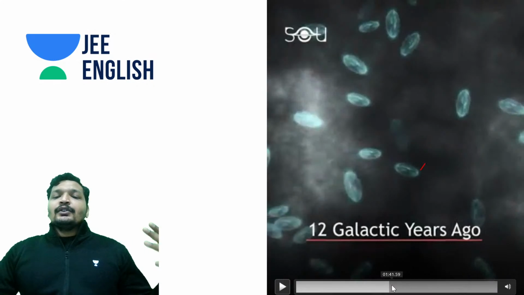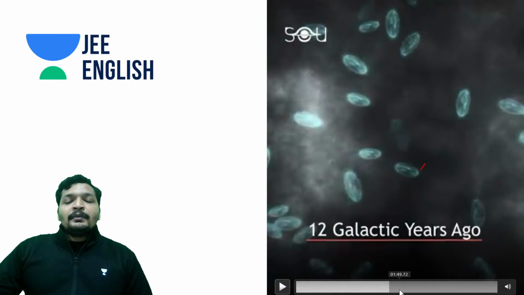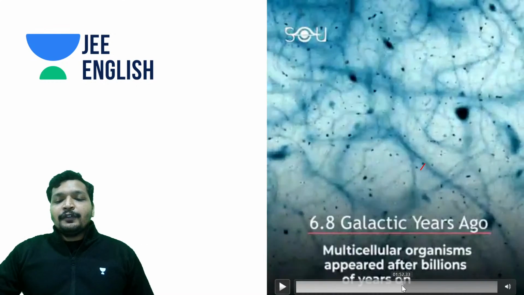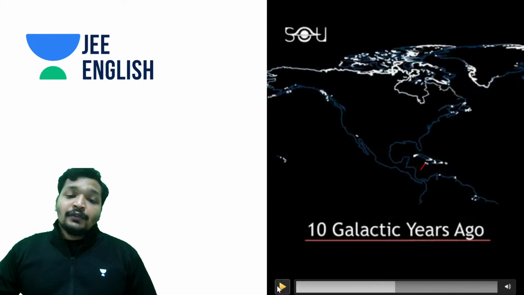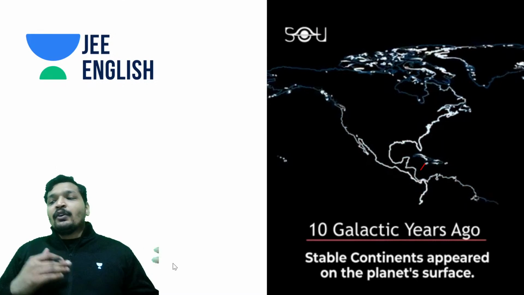So the thing is, around 12 galactic years ago, basic microbes were formed, and it was just before 10 galactic years ago that we had one solid mass of land, where the rest was all oceans. That was just 10 galactic years ago, and this is known as when the stable continents appeared.